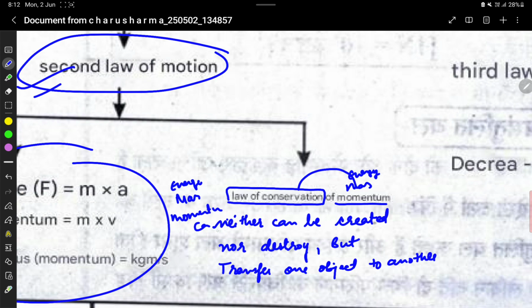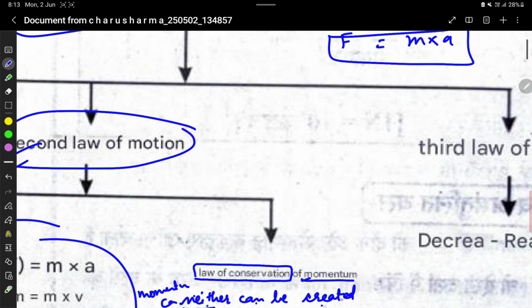It says that we can neither create nor destroy the thing, but we can transfer it from one object to another. If it's saying momentum, write momentum. If it's saying mass, write mass. If it's saying energy, write energy. That much is clear. Now understand this law. The law says that it can neither be created nor destroyed, but transferred from one object to another. What does it represent? Now let's try to understand it.